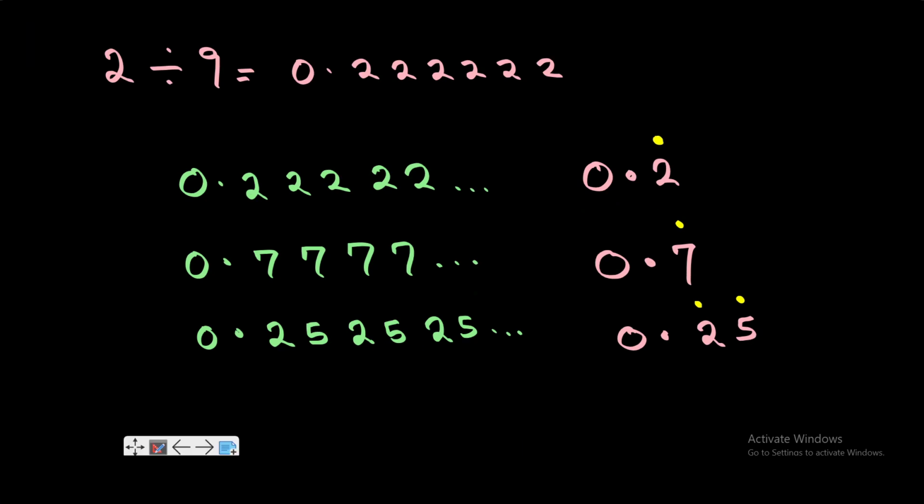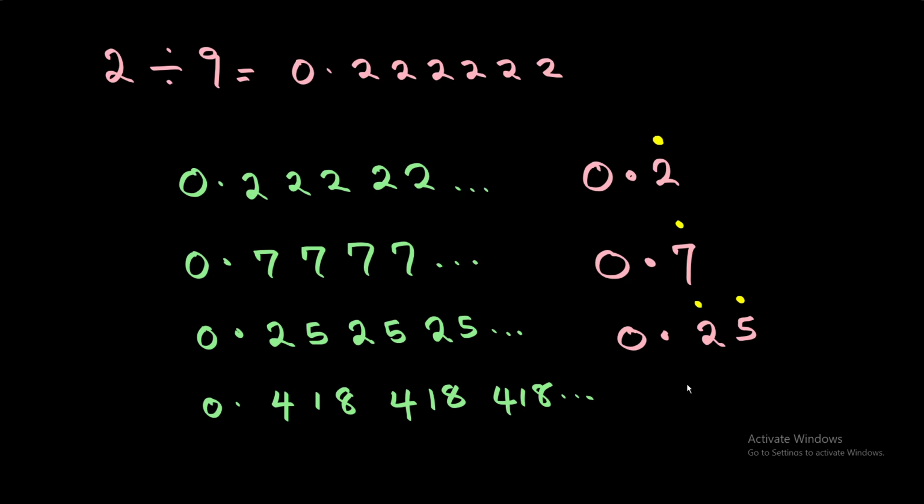In the same sense, we can also write a recurring decimal like 0.418418 in short form as 0.418 with a single dot on 4, on 1, and 8. Now that suggests that the 3-digit number 418 is recurring.